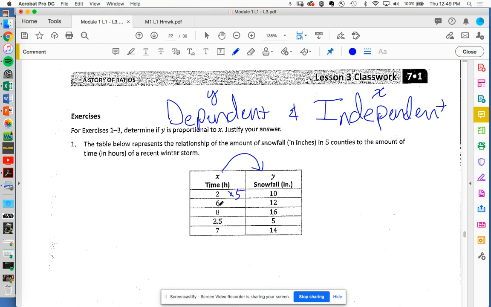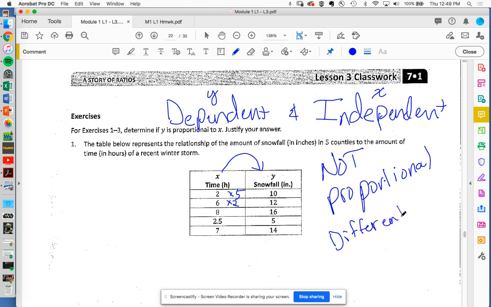Okay? What about the other county? 6 times 2 is 12. So this one's times 2. Now, here's the deal. You could stop right now. They are different. There is not a constant of proportionality. So this one would be not proportional. And we could say there are different values of k.